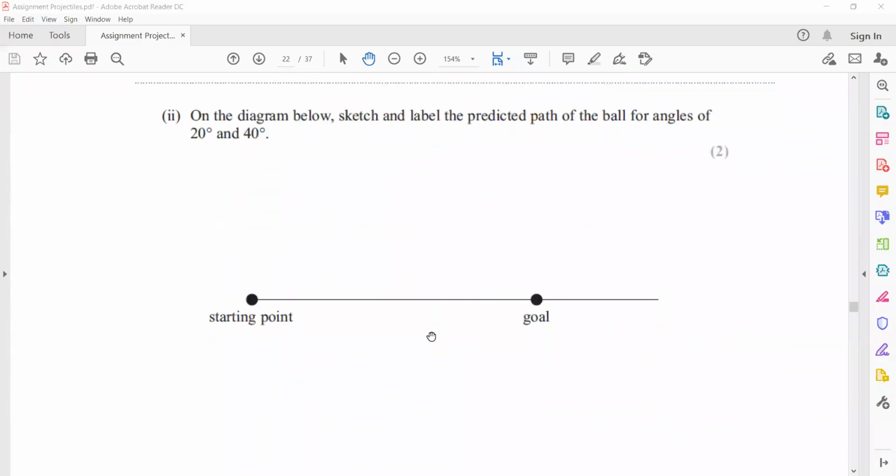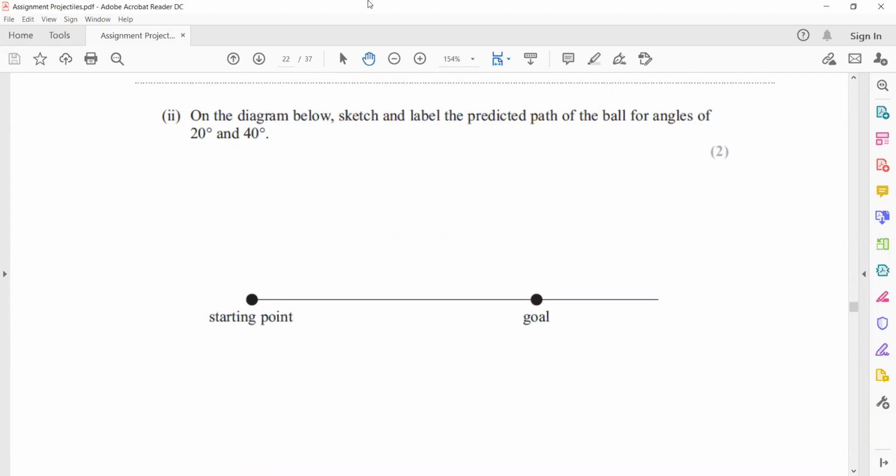So on the diagram below, sketch and label the predicted path for the ball for angle 20 and 40. So if we use the same speed, if the same launching speeds are there for angle 20 and 40.